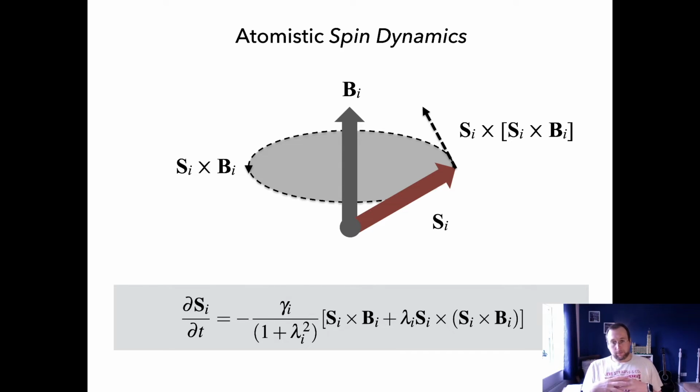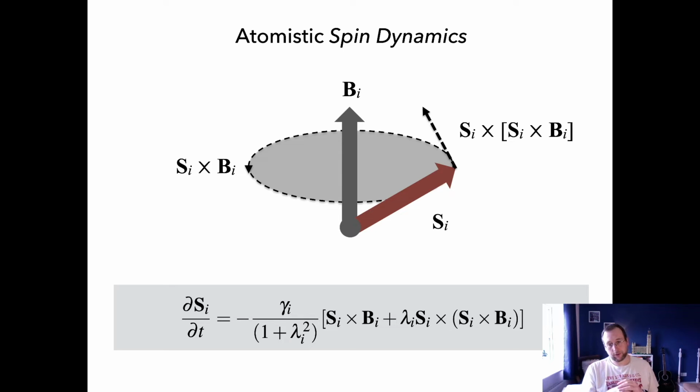This equation is made up of two key components. The first is the precession term, S_i cross B, which essentially forces the spins to precess around the field direction. So for example, in this diagram, the field is along the Z direction, say, and the spin will precess in this manner around that field direction. The second term is a relaxation term, which over time allows the system to lose energy and essentially to align itself with its net magnetic field.